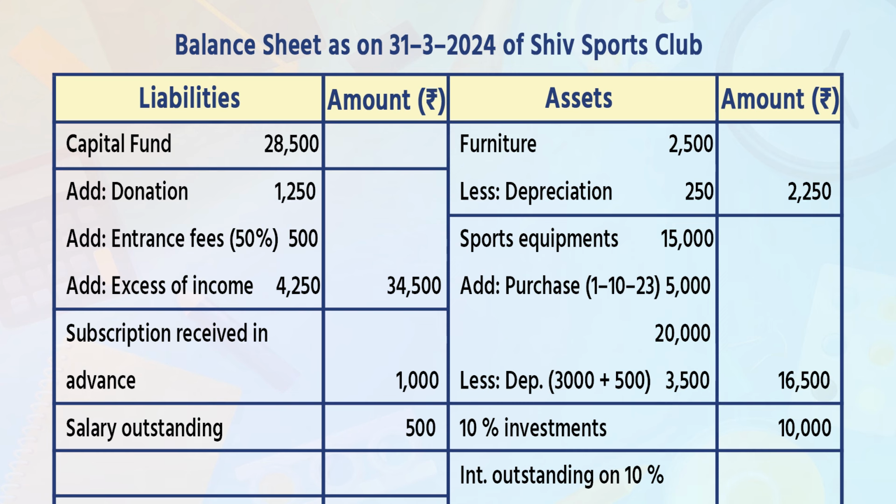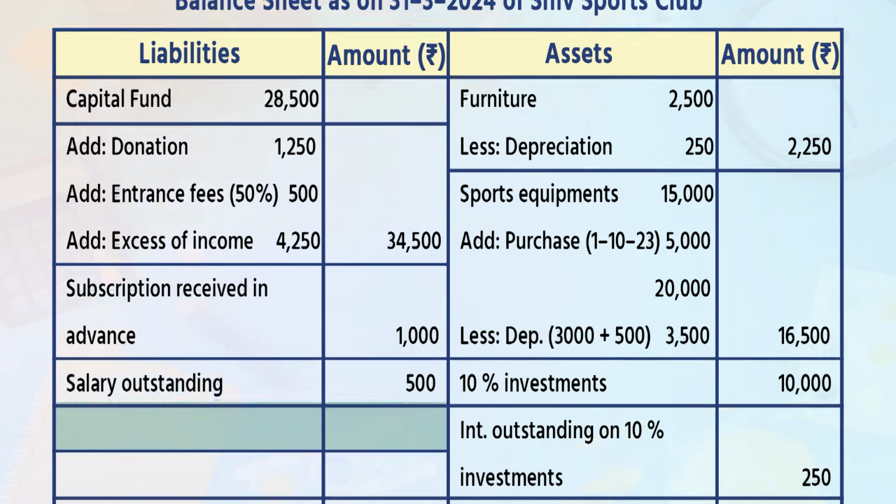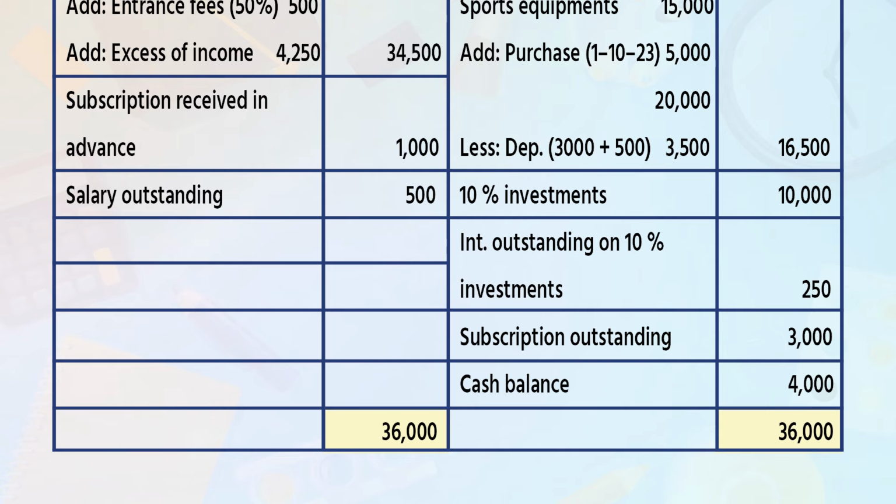Liability amount, asset amount. Now liability side, capital fund in the inner column 28,500. Then add donation 1,250. Again add entrance fees 50% of it, that is 500. Add excess of income, that is 4,250. So the total of all the inner column is 34,500. Subscription received in advance rupees 1,000. Salary outstanding 500, and the total of liability side is 36,000.